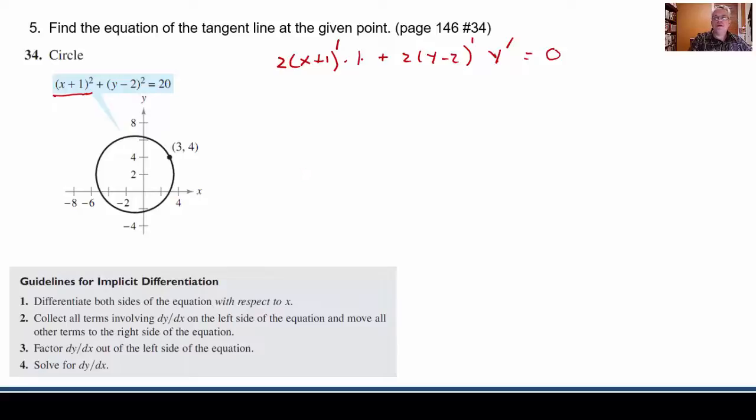If I write it without the 1's as the exponents, it's a little simpler. I have 2 times x plus 1, plus 2 times y minus 2 times y prime, equals 0. Well, I'm going to move this to the other side.